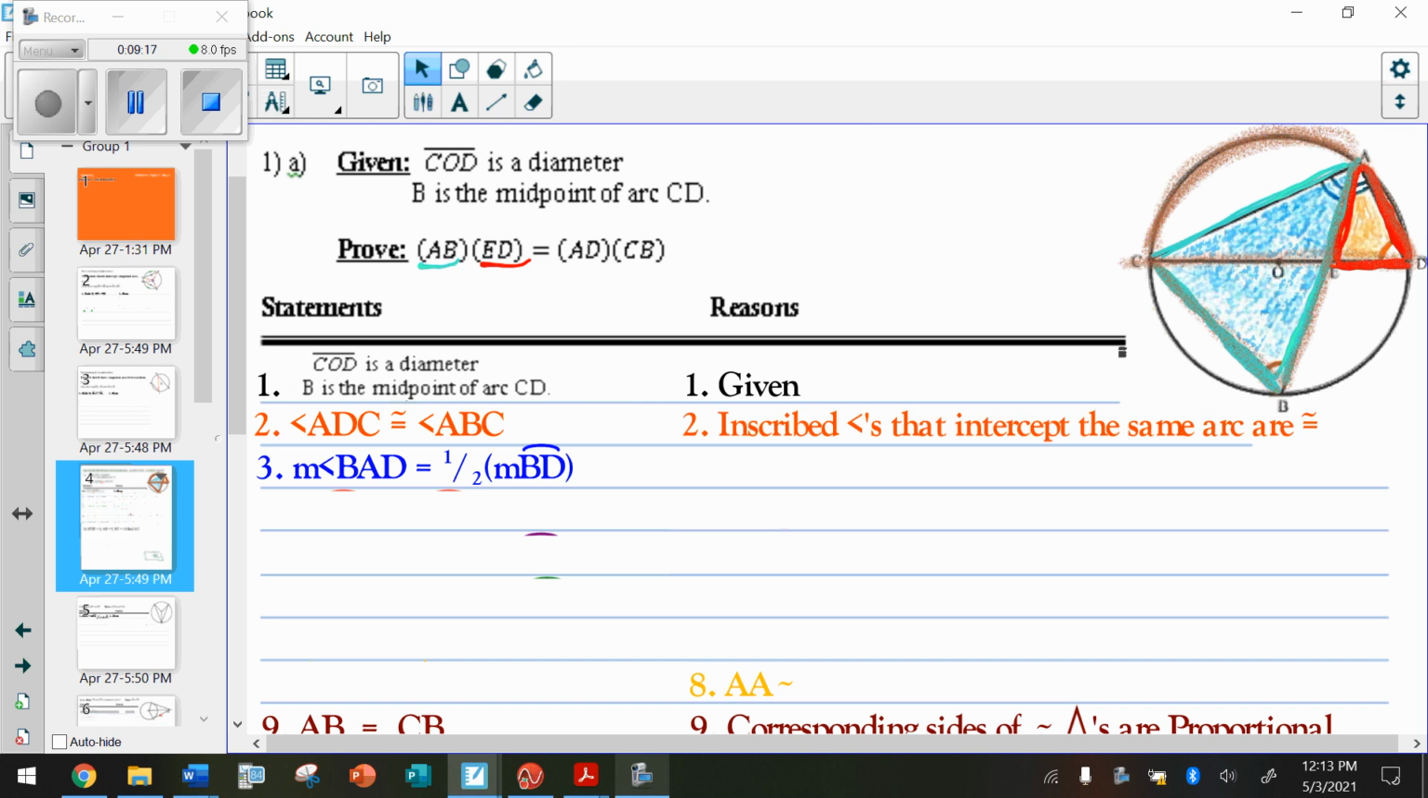Now the next couple of steps is where we use B being the midpoint of arc CD. So you're going to get arc CB congruent to arc DB because the midpoint creates two equal parts. Then inscribed angles that intercept congruent arcs are congruent. Okay, so you can check the answer key for that if you need to know the exact steps, but I pretty much just told you and laid it out for you. And the rest of them, you're on your own.